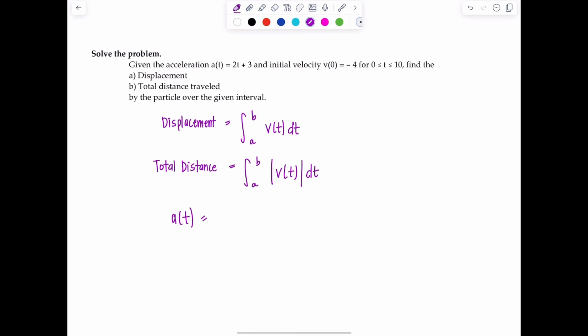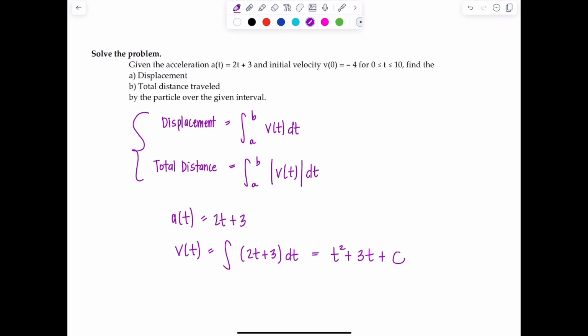So to start things off, here's acceleration. I need velocity, right, for both parts. I need velocity. So let's go ahead and get it. So v of t is going to be antiderivative of 2t plus 3. Antiderivative of 2t, what's that? Yeah, t squared, and then you're going to divide by 2, so the 2 cancels. So just t squared plus antiderivative of 3 is 3t, and then put plus c.